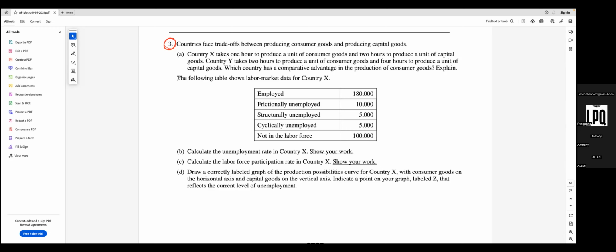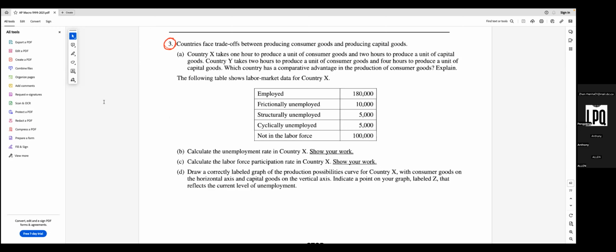Okay, the first question, doing the first one can reveal a little bit how to calculate which country has a comparative advantage. Neither, because opportunity costs of producing one consumer good are the same for both. Yeah, that's totally right. But one thing you need to remember.